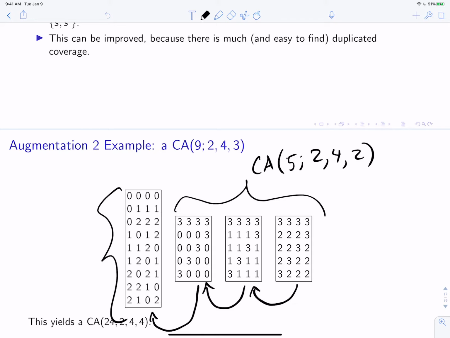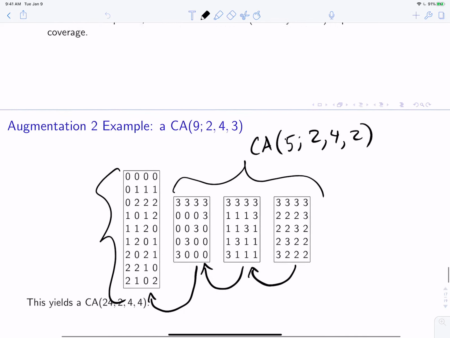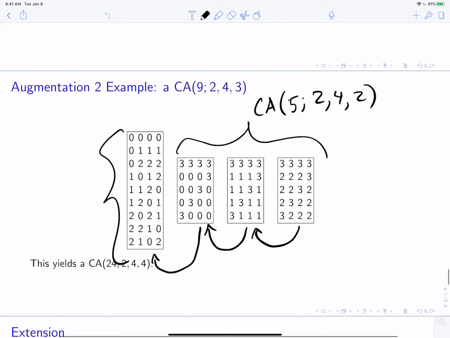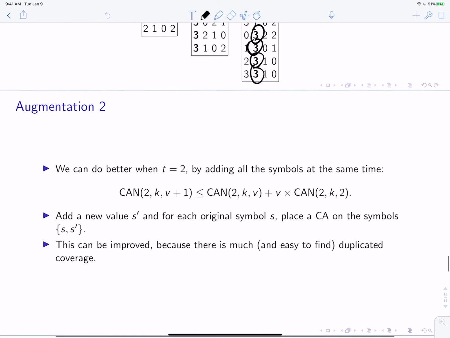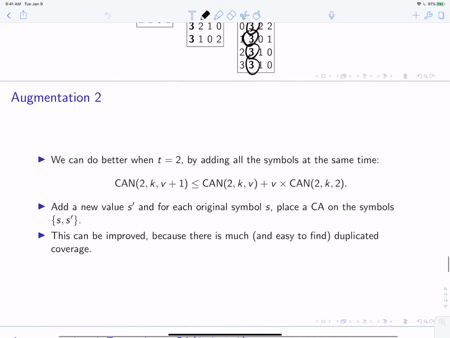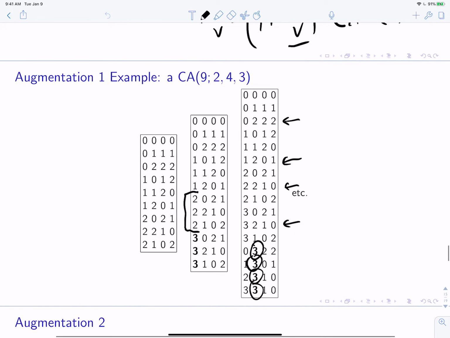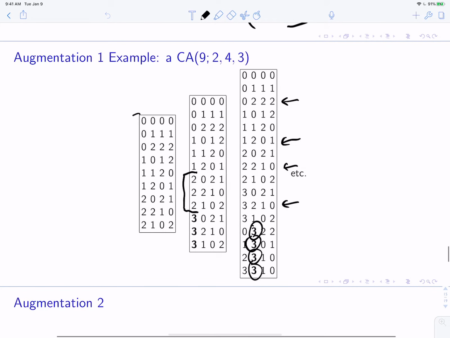Okay. Can you go through the augmentation example again? The example or the idea? The example. Okay. So the basic idea is that we have a covering array right here, and we have 3 symbols and we're trying to get 4. We're trying to get a covering array with some number of rows, we don't know, strength 2, 4 columns, but now 4 symbols instead of 3.